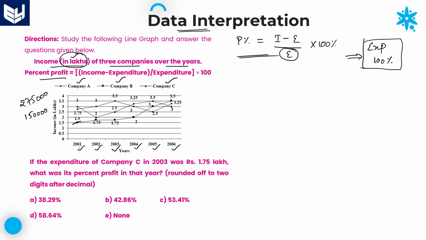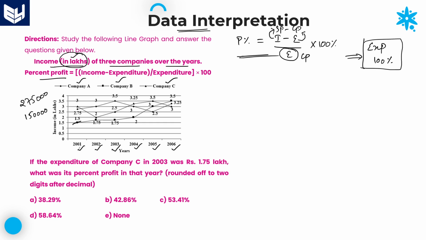This is somewhat related to the profit and loss topic in aptitude. Profit percentage is nothing but selling price minus cost price divided by cost price. This is a way of solving profit percentage. How are we going to calculate profit percentage? Here income acts as selling price and expenditure acts as cost price. There also we always consider cost price as 100, but in place of cost price we have expenditure. Therefore expenditure is 100 percentage.